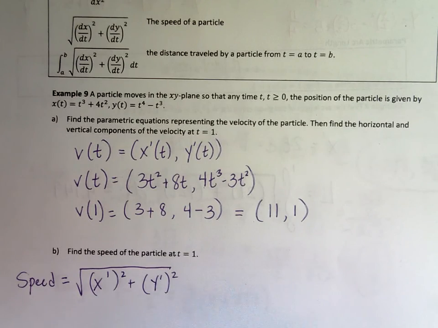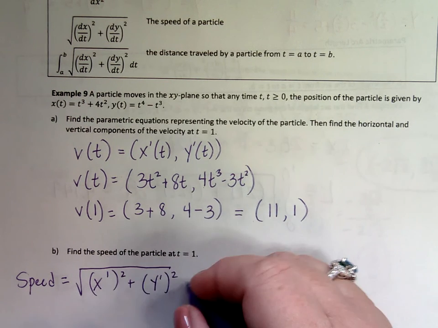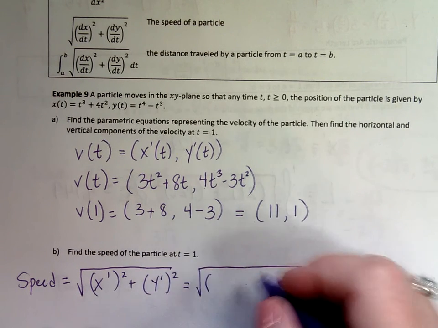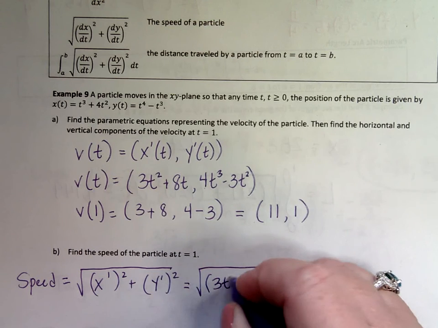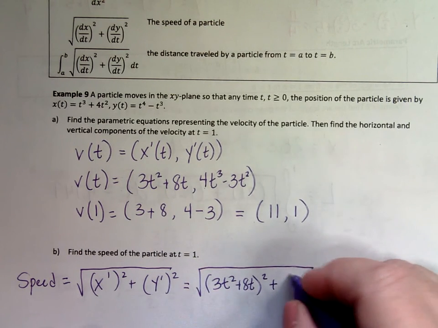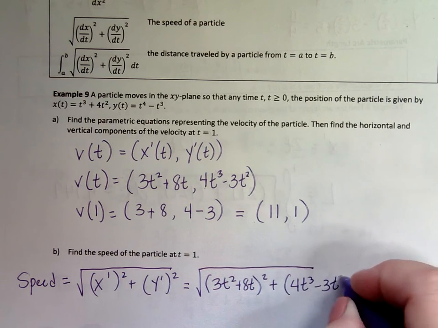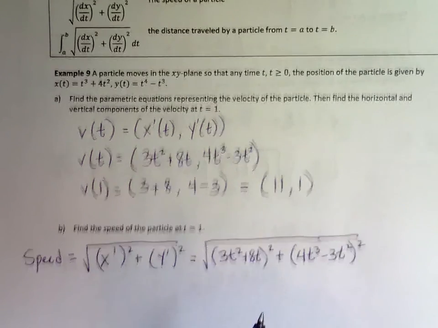Well, didn't you just do the work right up here for this? So I'm going to do it the long way, but you'll see that there's really a shortcut to this in just a second. If I take the derivative of x, 3t squared plus 8t, and square it, add it with the derivative of y, 4t cubed minus 3t squared, and square it, I want to know what it's doing at t equals 1 again. Well, didn't you calculate that already? This is really the square root.